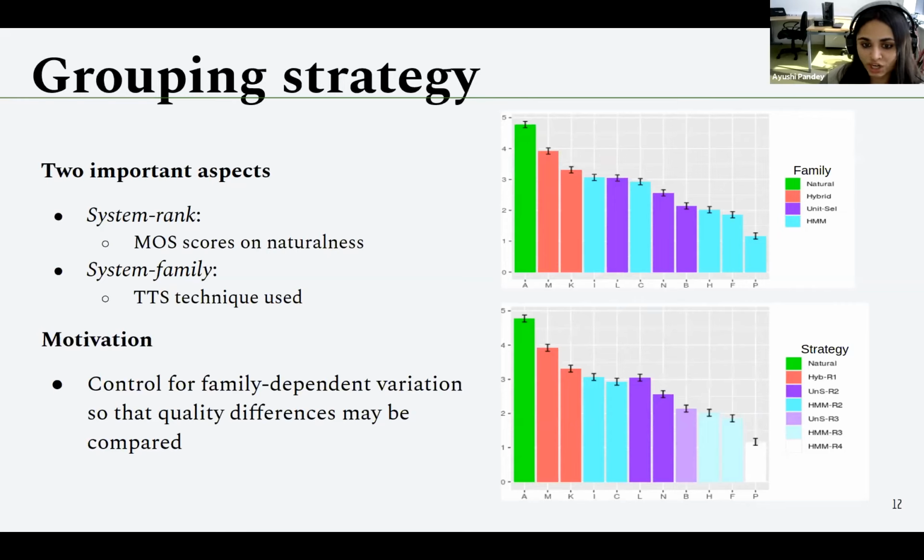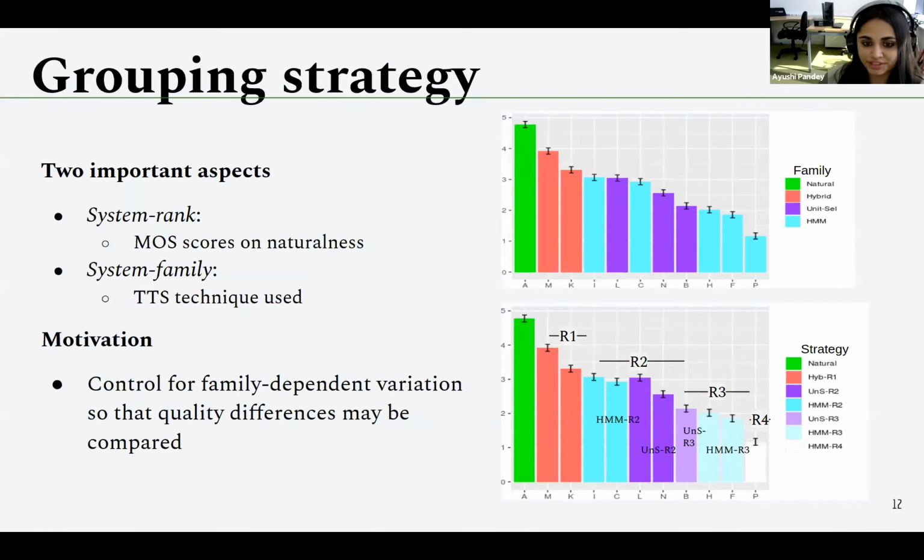The bottom bar chart first categorizes similarly ranked systems into 4 different groups. R1 has systems that received Mohs scores between 3 to 4, R2 between 2 to 3, R3 between 1 and 2, and R4 close to 1. Then these groups were further subdivided by the TTS technique or system family that was used. This gave us 6 final groups.